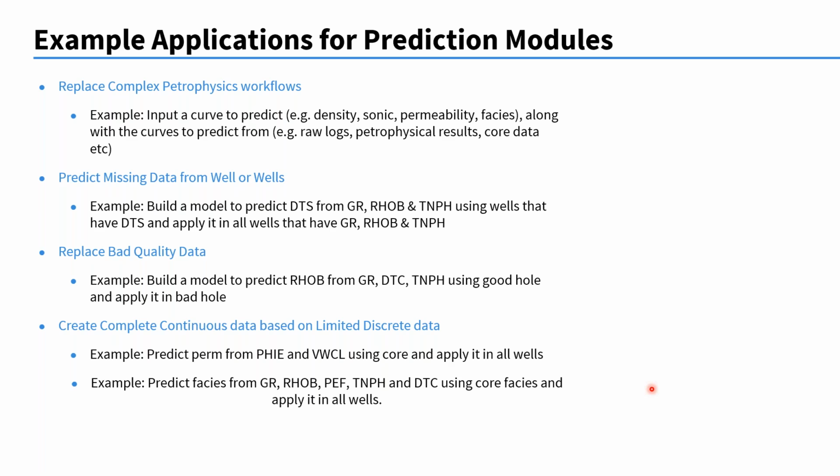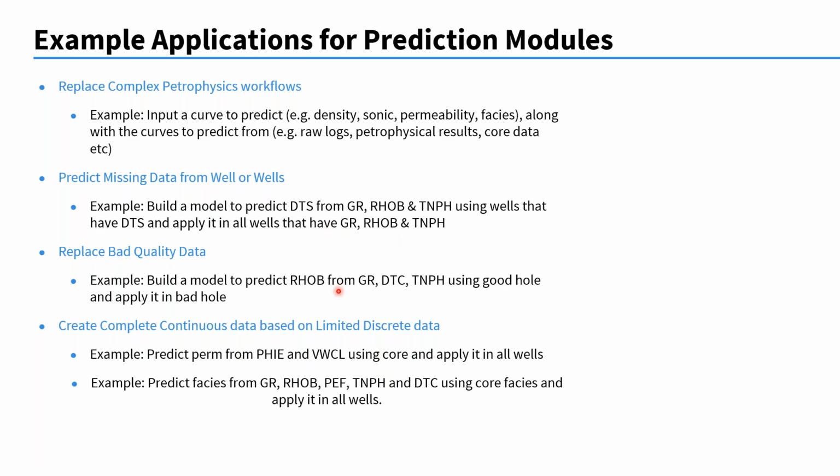What if you want to predict missing data from wells, right? So you could, for example, predict a shear sonic from any of the electrical logs using the wells that have that shear sonic and then apply it in the wells that have a gamma ray, a density, and neutron. What if you want to actually replace bad quality data? An example could be if you want to predict a density log from the electrical logs using the good hole data and then apply it in a bad hole.